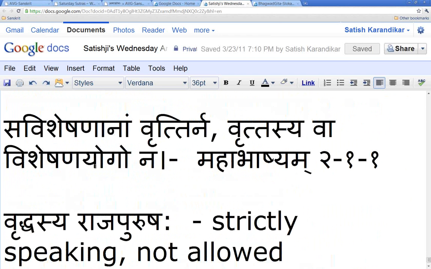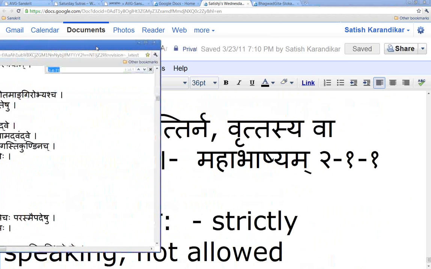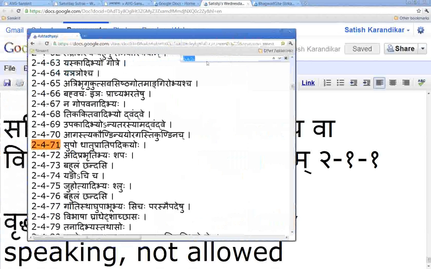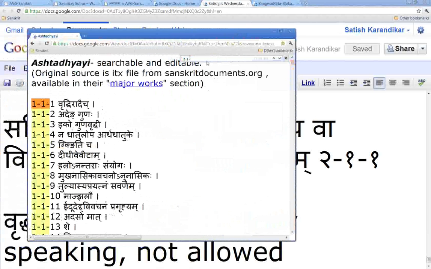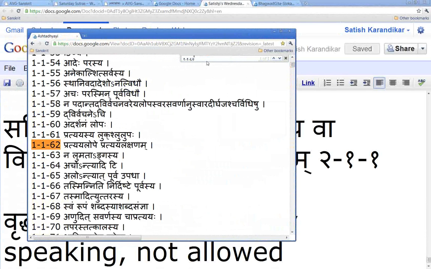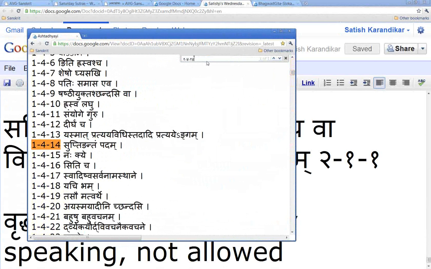Now even though supluk takes place, because of pratyaya lope pratyaya lakshanam, that lakshanam is still there. And so we can still get the sanya of the pada, the pada sanya, by supting antam padam. I think there was a typo in the document last time.